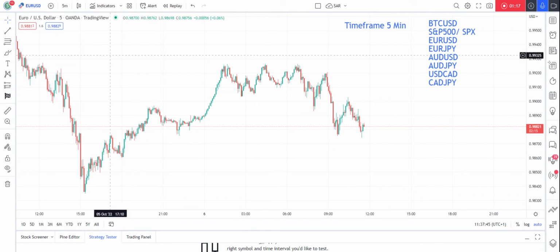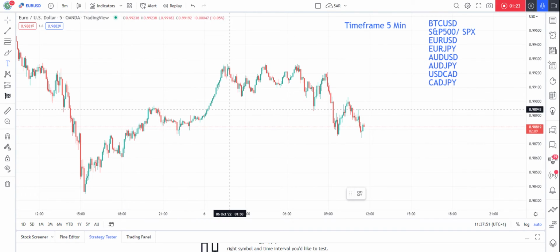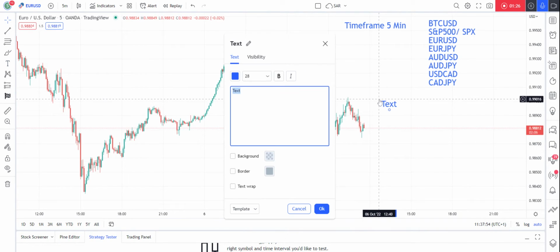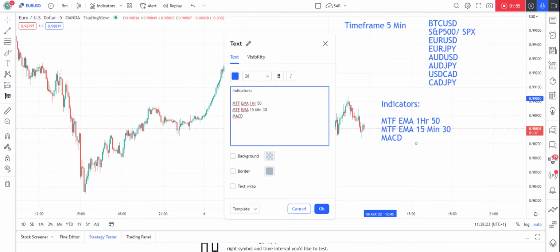Okay, now we're going to look at the indicators. So I'm going to put the indicators in here. We follow just literally 3 indicators, right? So indicators: MTF EMA 1 hour and 50 length, MTF EMA 15 minutes and 30 length, and MACD. So what do we understand by MTF? It's multiple time frames EMA.